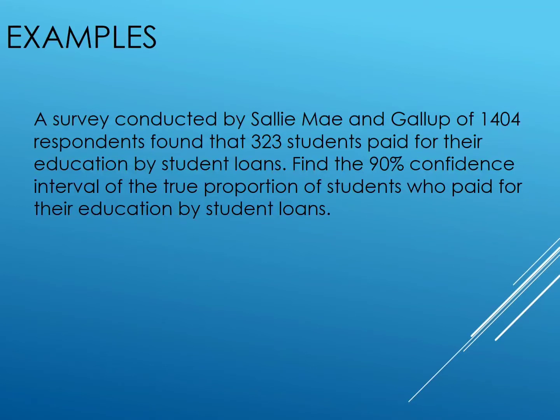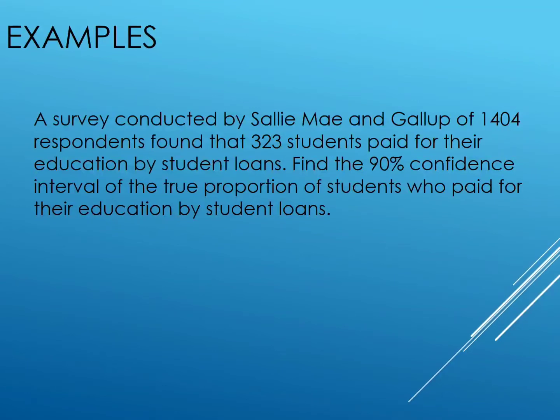Now, if I go back to the problem, what are the numbers I know about? I know that 323 students paid for their education. So the number that I know is how many paid. The number I care for is who paid. So 323 is my x because that is what I care about.